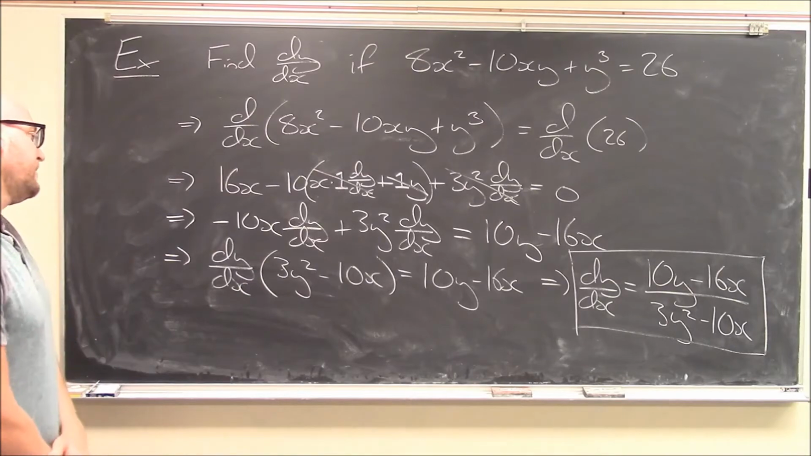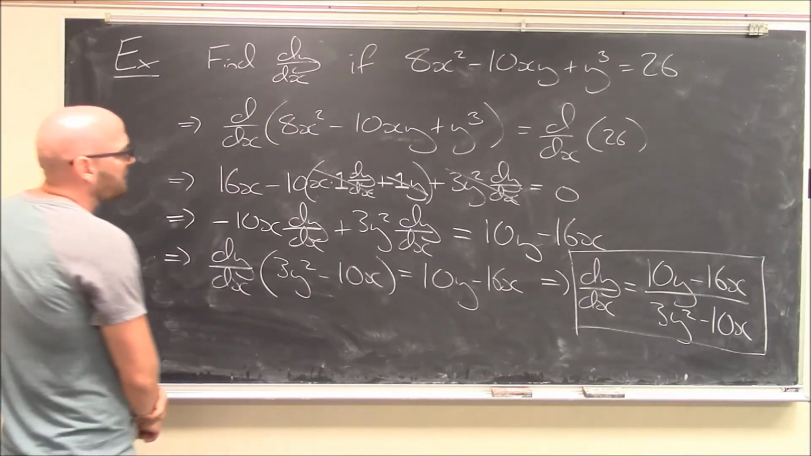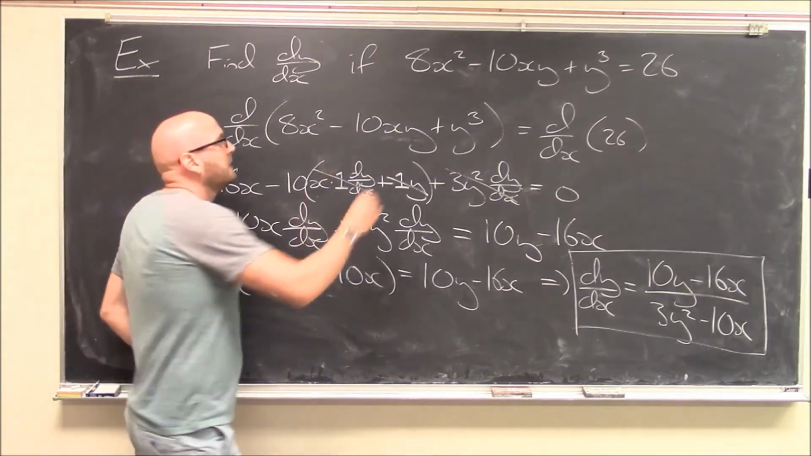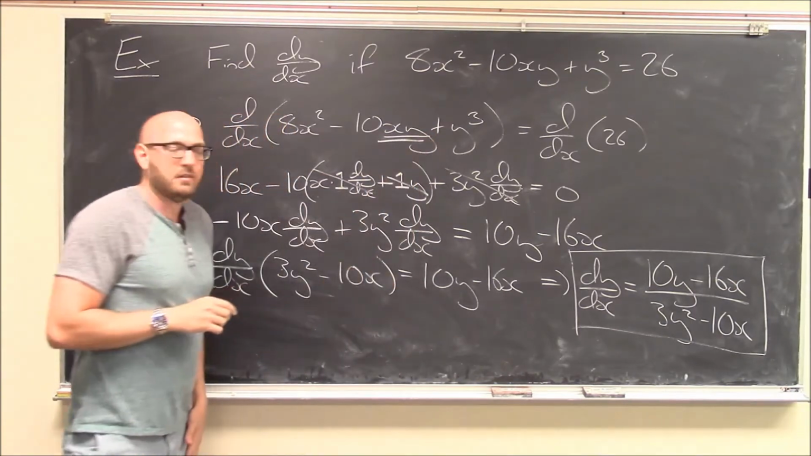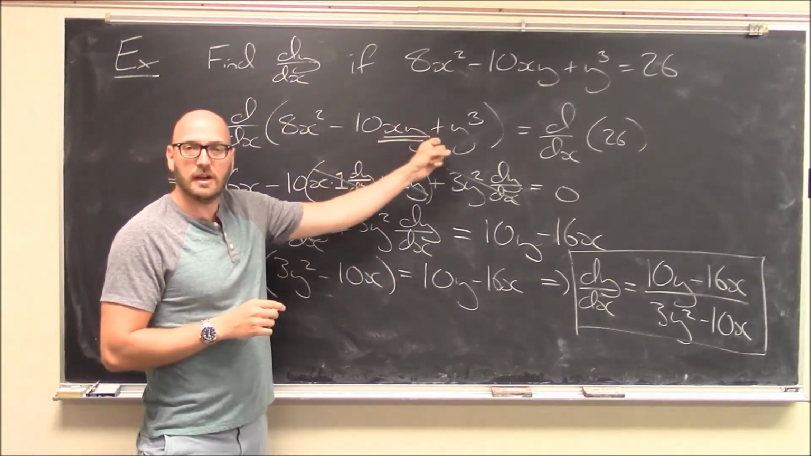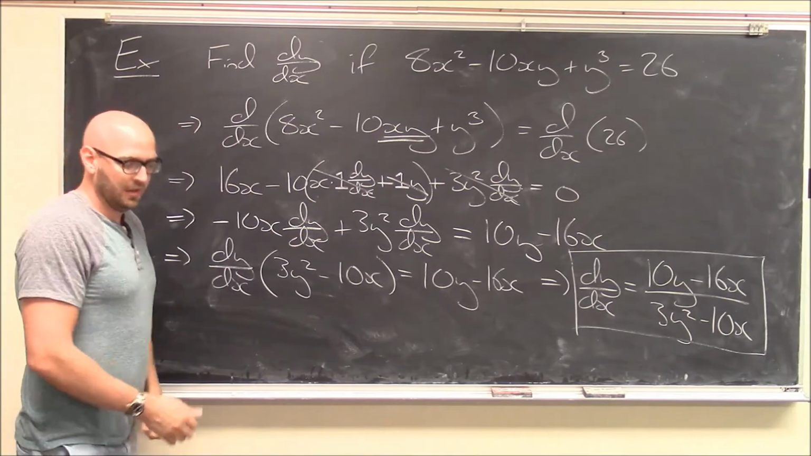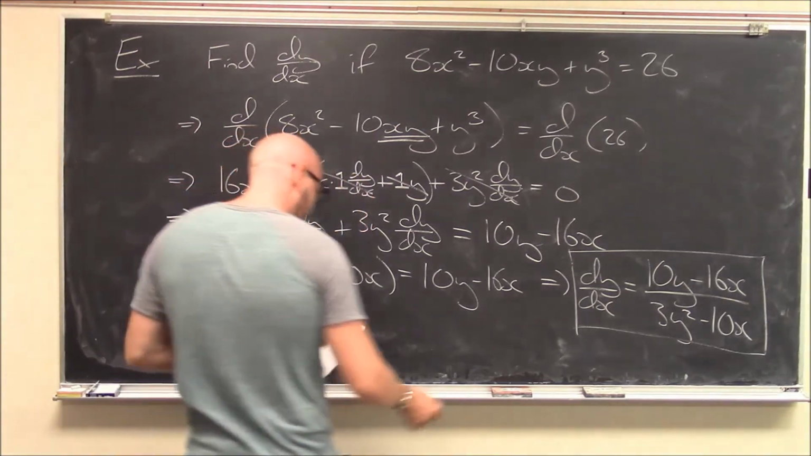Anything else I want to say about this? Yeah, like I said, we're ramping up the difficulty. Why is this one a little bit harder than the first one? Because I had to use the product rule there. Right? I've got a function of x times a function of x. So we had to use the product rule. But we'll keep going.